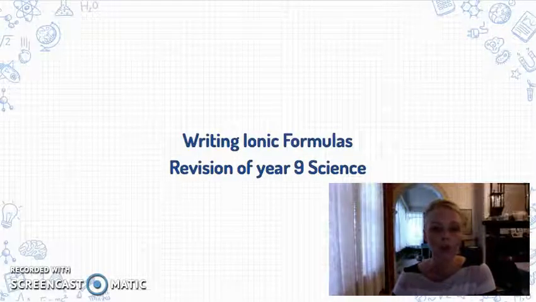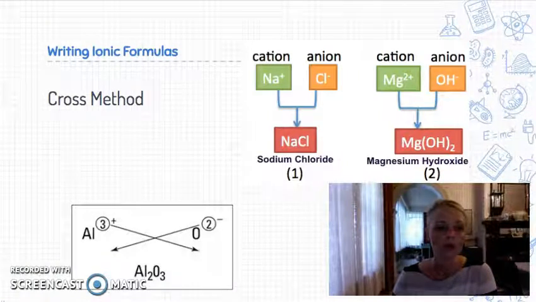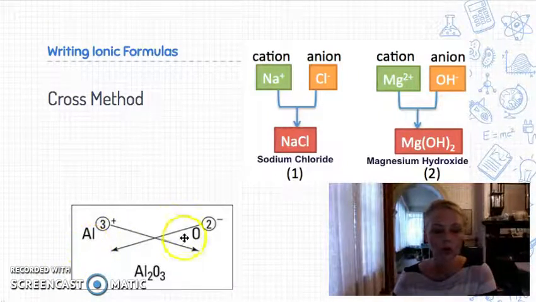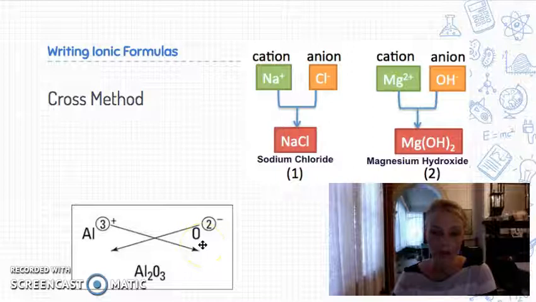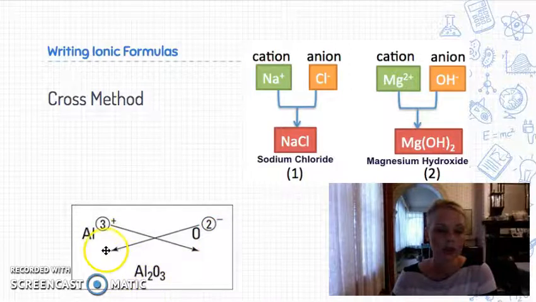Writing ionic formulas you will have been doing since Year 9. The cross method, we write the two ions, which you have been learning. They go down the slides, they lose their signs. So Al 3+ and O 2- becomes Al2O3. So that's for two ions.